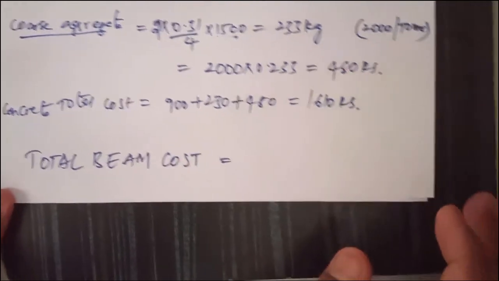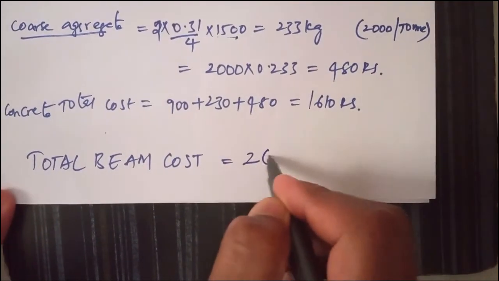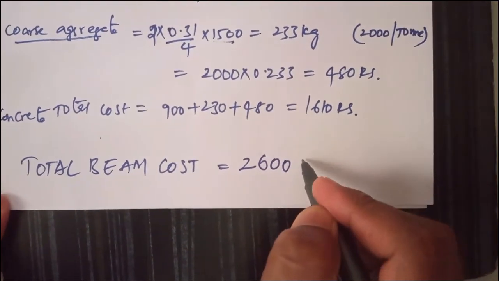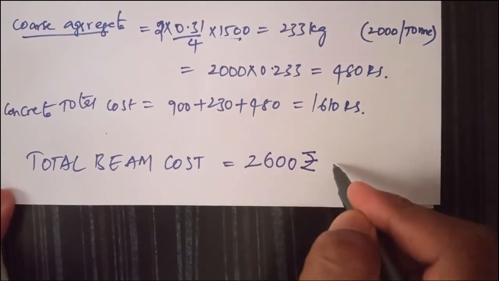Then add the total cost of concrete and steel. You get the total cost of the beam, which is 2600 rupees Indian currency.